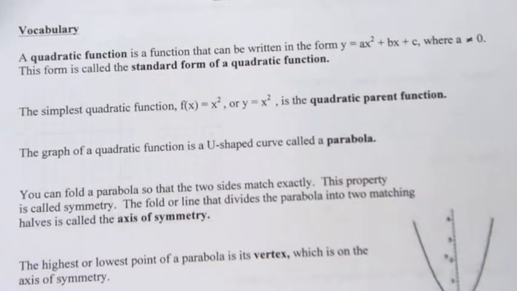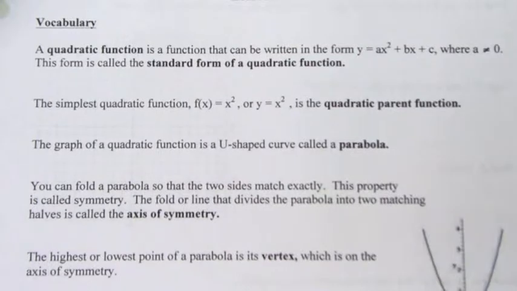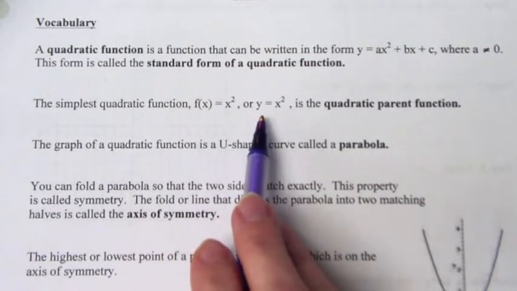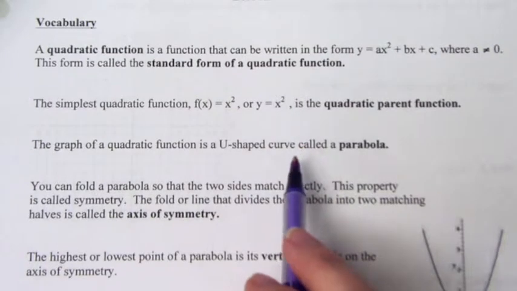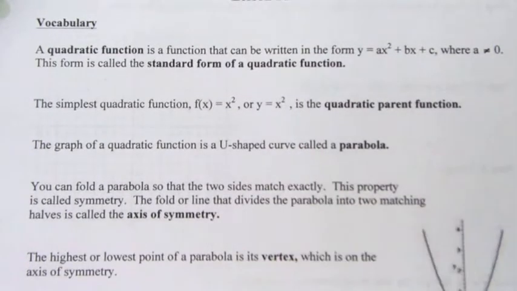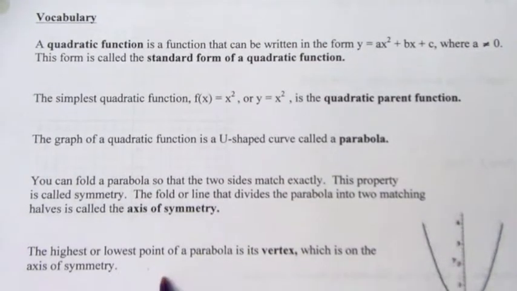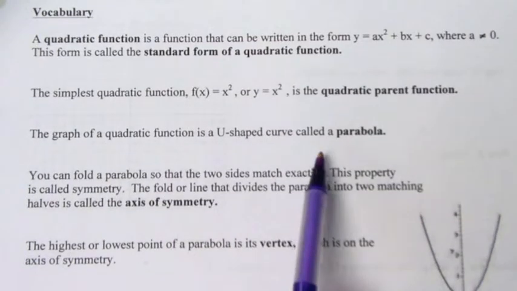It's called a parabola. The simplest form of a parabola is f of x equals x squared, or y equals x squared. And we call that the quadratic parent function because every other function builds from this one. So the graph is called a parabola.